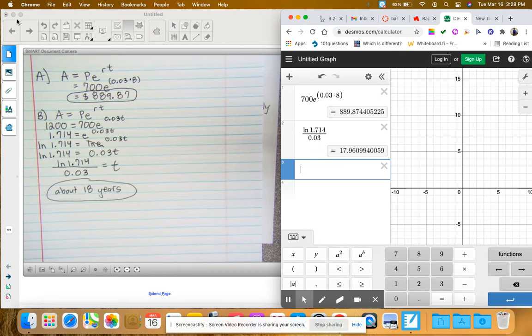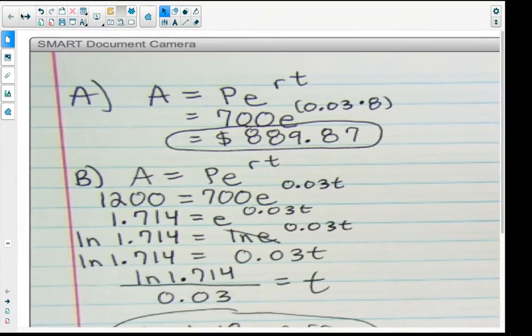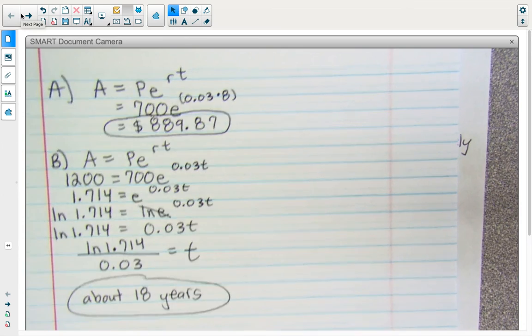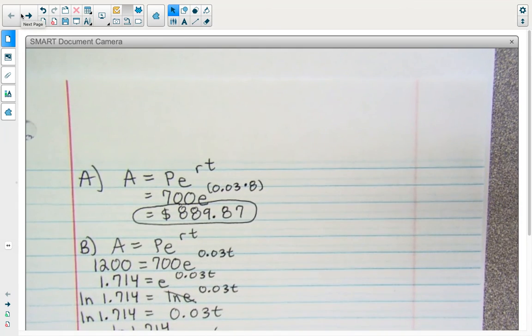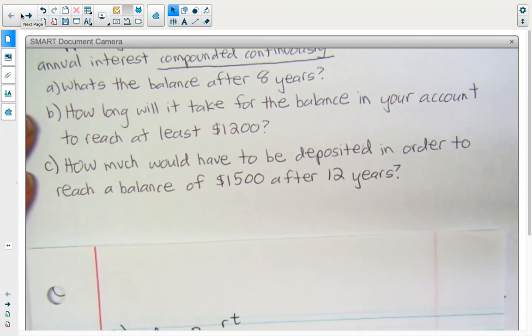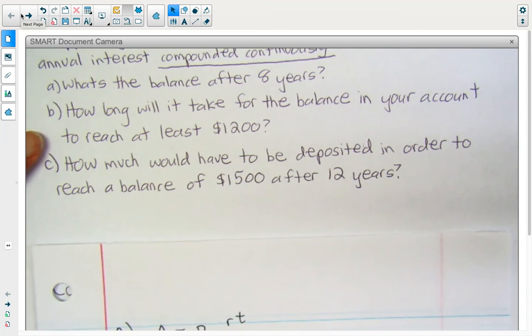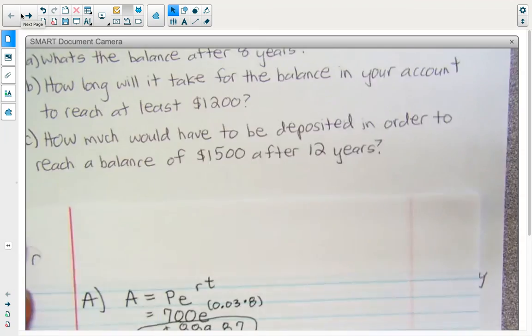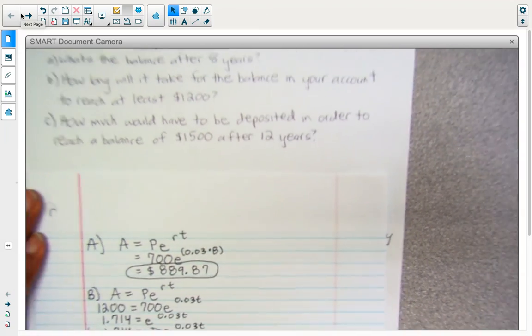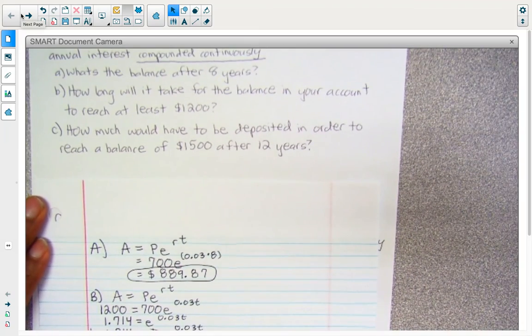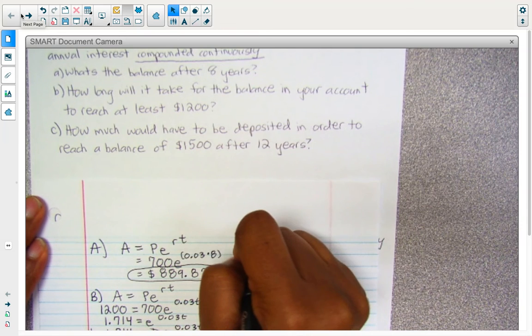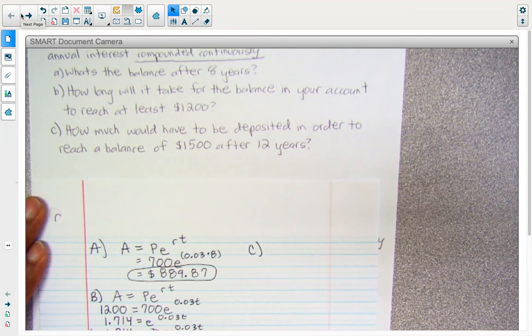And I believe that there was one more part to our question that we were working on. So part A said what's the balance after 8 years? So we took care of that. Part B says how long will it take for the balance in your account to reach at least $1,200? And the last thing we need to take a look at is part C. Part C says how much would have to be deposited in order to reach a balance of $1,500 after 12 years?